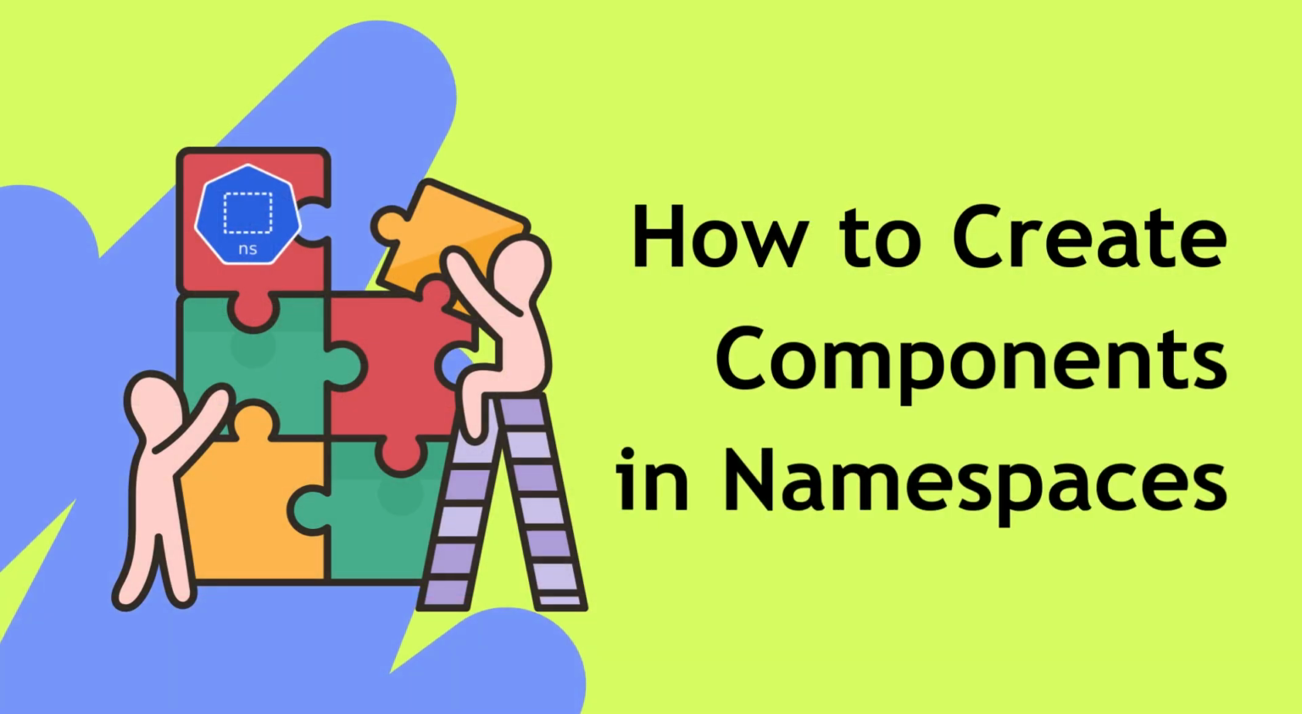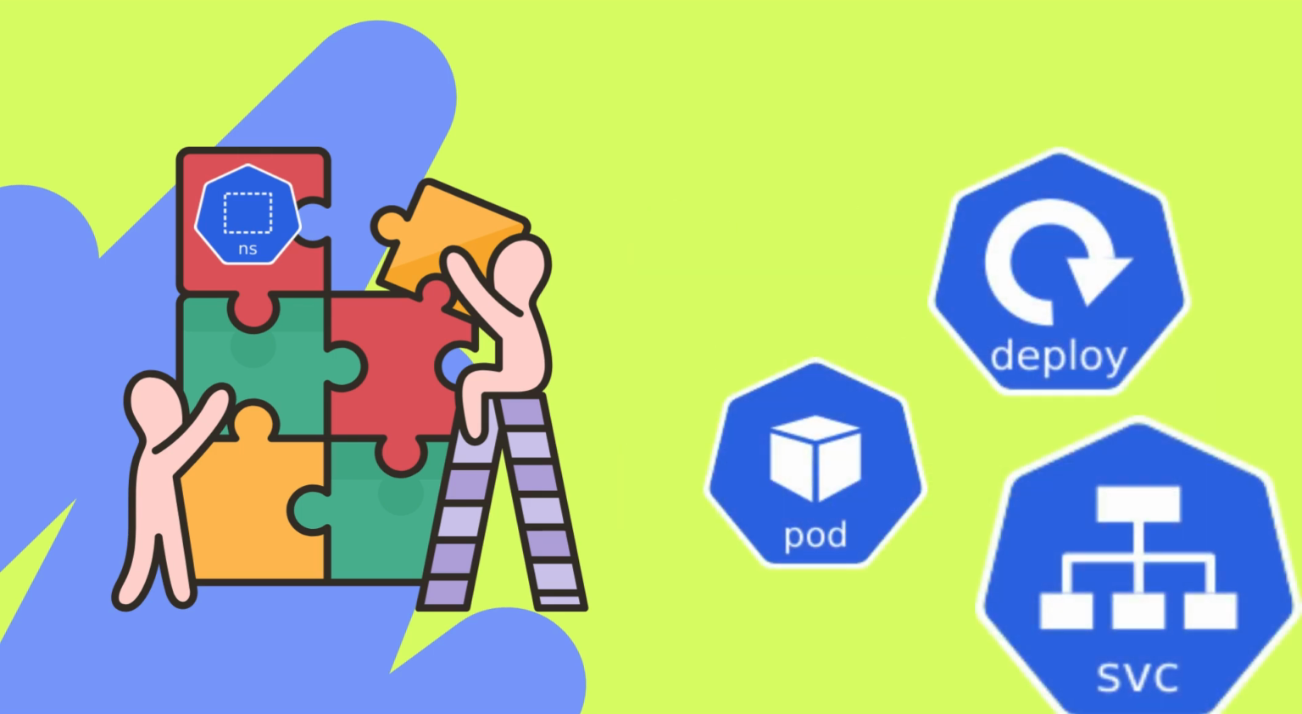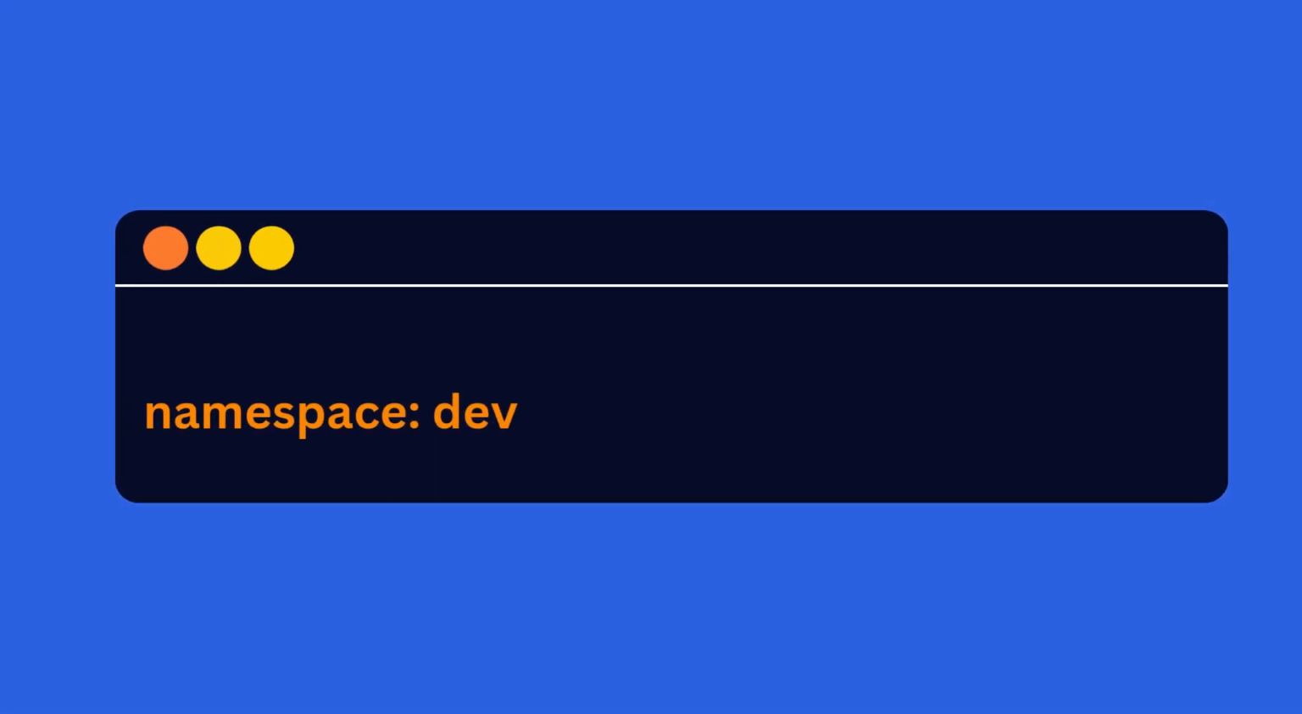How to create components in namespaces. Now we have seen that we can create a namespace and we can create resource quotas, but how can we introduce this namespace to the pods or deployments? Creating components like pods, deployments or services in a specific namespace is very straightforward. Just specify the namespace field in your YAML manifest file.